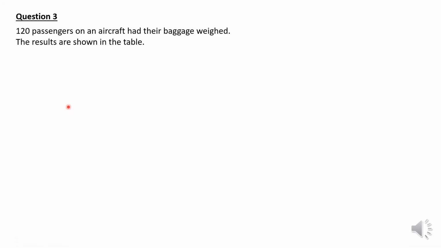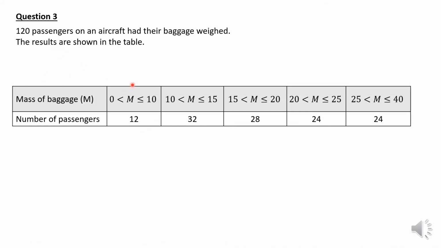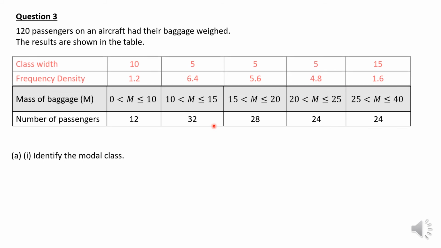A third question says 120 passengers on an aircraft had their baggage weighed, and the results are shown in the table. Between a mass of 0 and 10, 12 people; between 10 and 15, 32, and so on. They want us to identify the modal class. Remember, the modal class in grouped data is the one that has the highest frequency.